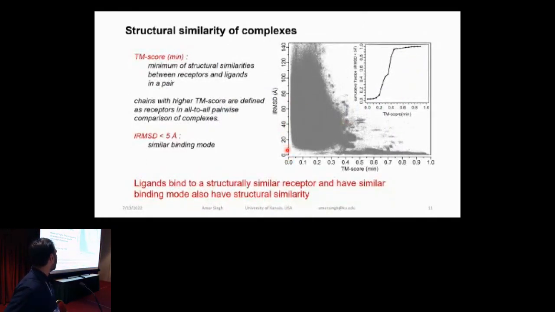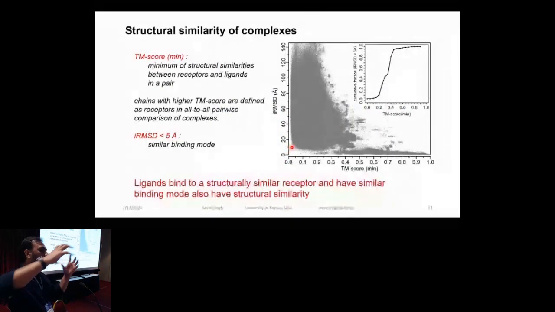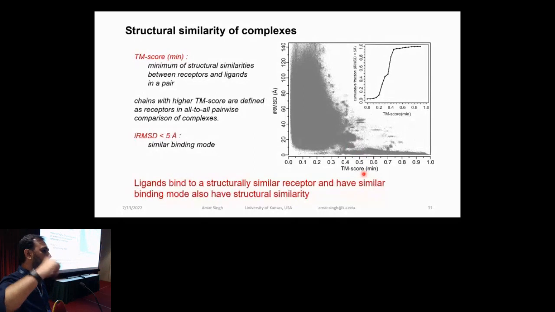Interaction RMSD less than 10 angstrom means they have a similar binding mode. So for two different complex pairs, the other proteins have the similar binding mode. This TM-score is the minimum of the two TM-scores in the complex pair. So we see that if they bind with a similar binding mode, or on similar binding sites, they are structurally similar.